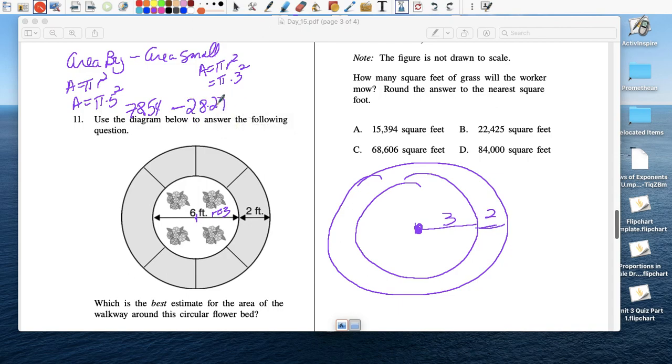28.27. So if you subtract those two, you should get the area of the shaded region. 78.54 minus 28.27, we get 50.27. So that's the area, feet squared. That's the area of the shaded region. Which is B.